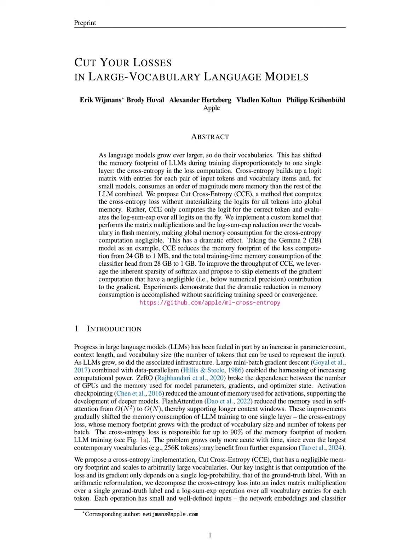CCE reformulates the cross-entropy computation to depend only on the log probability of the ground truth label, allowing for a memory-efficient implementation that avoids the need to materialize a large intermediate logit matrix in GPU memory. This results in a negligible memory footprint that scales with the number of tokens and vocabulary size, rather than the product of both, thus significantly reducing memory consumption during training. Overall, CCE enables larger batch sizes and more efficient training of LLMs without compromising latency or convergence.